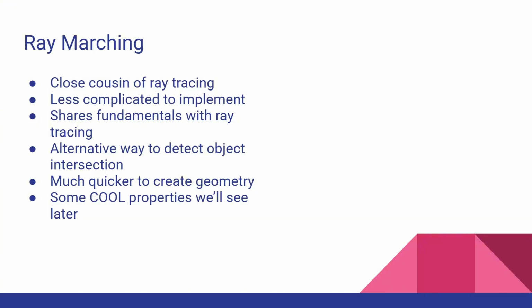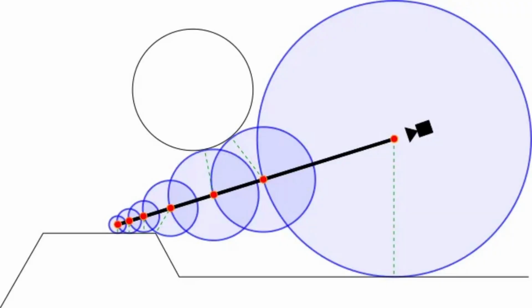It's much quicker to create geometry than with typical ray tracing. You need to create meshes made of triangles, and for our sake, that is a lot more complicated than we have time for in the hour. And there are also some extra cool properties I will show you later.